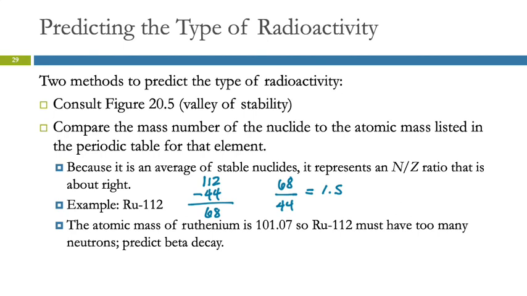When we look at the average atomic mass for ruthenium, it's 101. So that tells me that a stable nucleus probably has a mass number of 101, right? So if it was 101 minus 44 is 57. So 57 over 44 is 1.3.